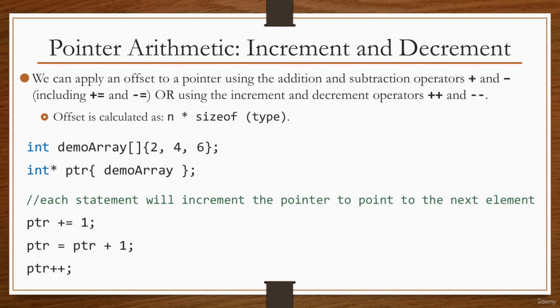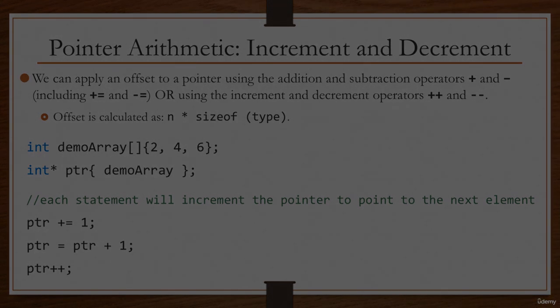Okay, next we'll look at how we can increment and decrement a pointer. Using the addition and subtraction operators, plus and minus, and including the plus equals and minus equals operators, or using the increment and decrement operators, plus plus and minus minus, we can apply an offset to a pointer. An offset is calculated as n times the size of some type, such as an integer, for example. I explained that previously, whereas in the previous section we did not change what the pointer points at, incrementing or decrementing the pointer will actually change the address in the pointer.